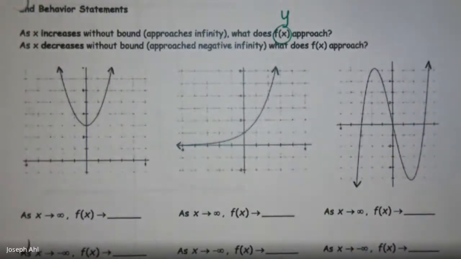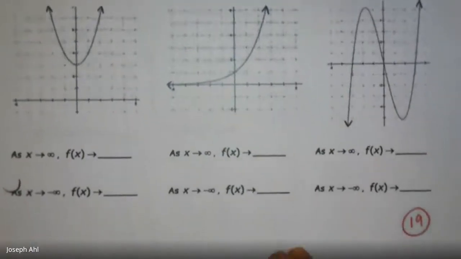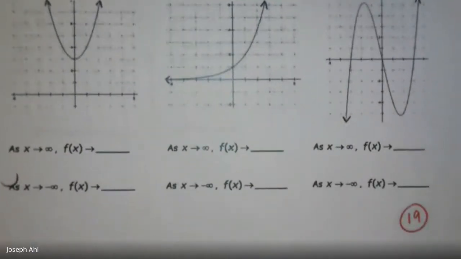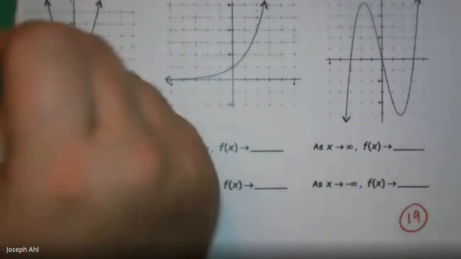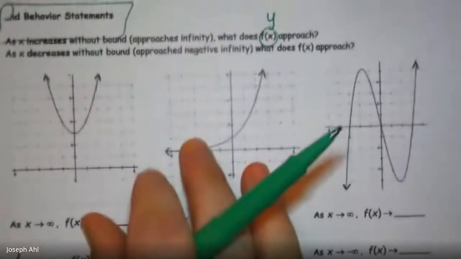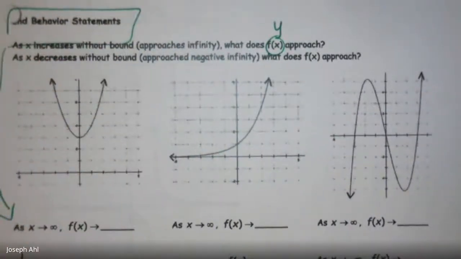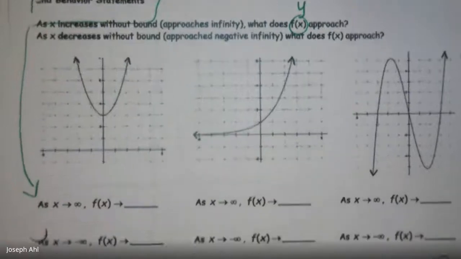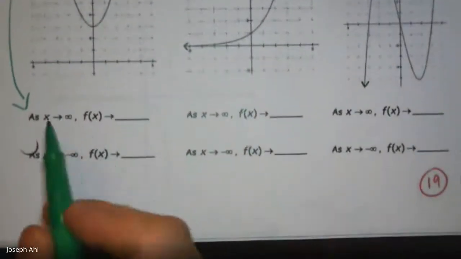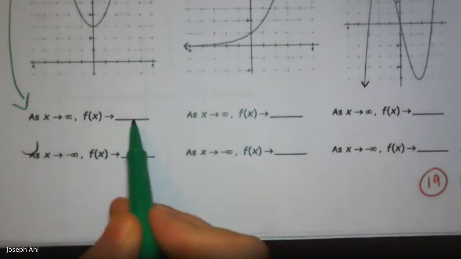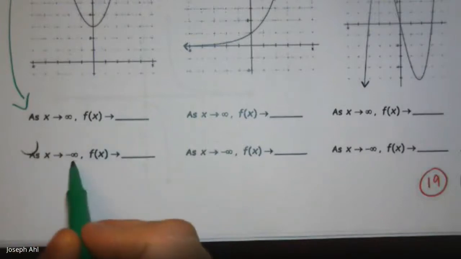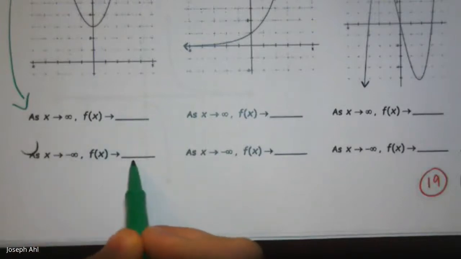So what we're looking at are the following statements. And when I say to write an end behavior statement, that's exactly what I'm talking about. All these three things are end behavior statements. So you don't have to write any words. It's really all symbolically here. An end behavior statement is as x goes to infinity, f of x goes to what? And as x goes to negative infinity, what is f of x doing?